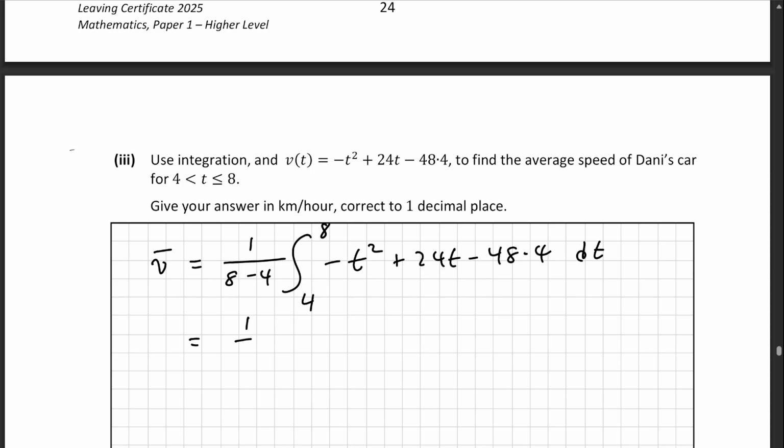My laptop's not liking Adobe Acrobat at the minute. So it's 1/4 times, evaluated between 4 and 8, minus t cubed over 3 plus 12t squared minus 48.4t.